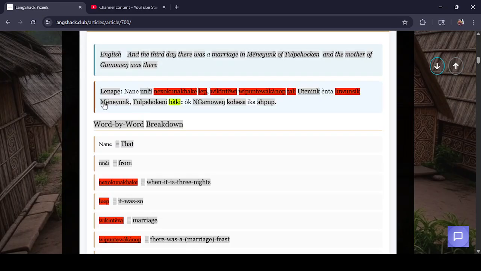Menayunk of Lenapehoking. There was a wedding in Menayunk of Lenapehoking. So this makes it seem like Menayunk was a district or a part of Lenapehoking.